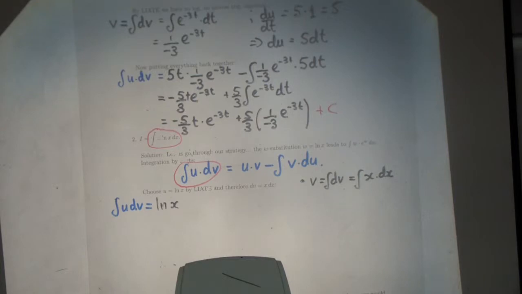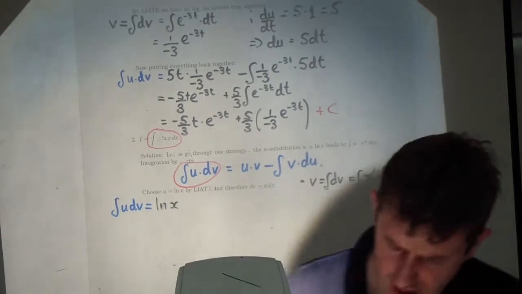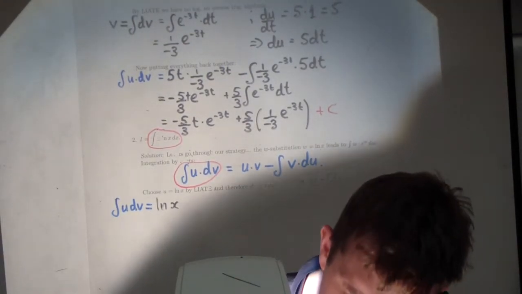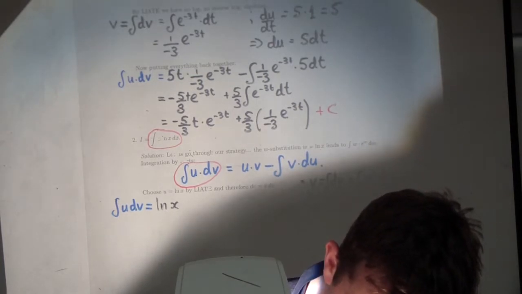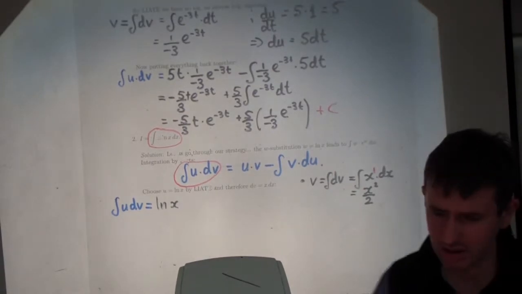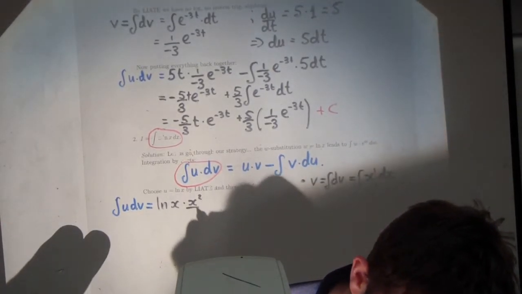Confronted with an antiderivative, first we go to the tables. Is x in the tables? Yes. How is it in the tables? x to the power of 1. So add 1 to the power, divide by the new power. So the v is x squared over 2. I can put that in here. So it's log of x times x squared over 2.